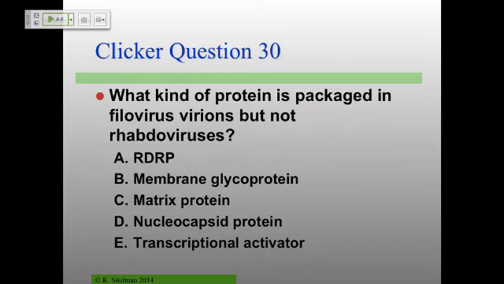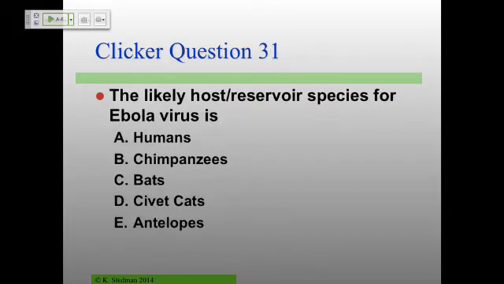Last question for today. The likely host/reservoir species for Ebola virus is humans, chimpanzees, bats, civet cats, or antelope. Pardon? They're always trick questions when I ask them, right? By definition.